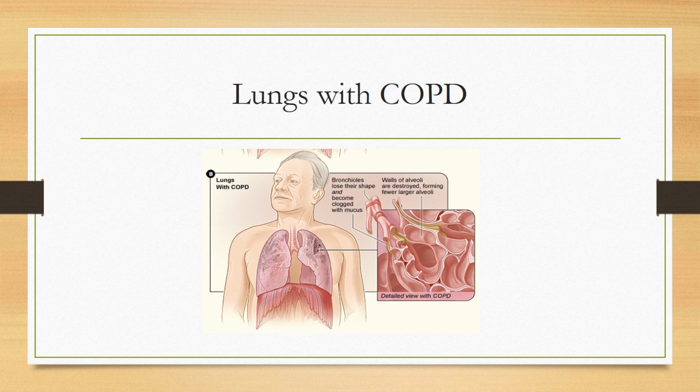In COPD, less air flows in and out of the airways because of one or more of the following. The airways and air sacs lose their elastic quality. The walls between many of the air sacs are destroyed. The walls of the airway become thick and inflamed. The airway makes more mucus than normal, which tends to clog them.